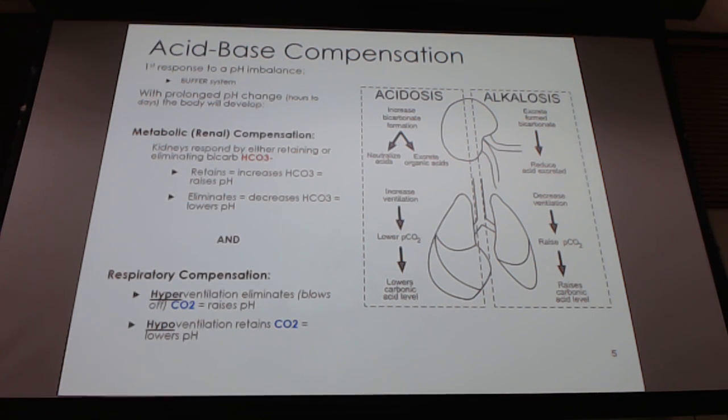So this is the process. It's a little bit slower. The kidneys will respond by either retaining more bicarb. So if you're acidic, it'll start holding on to bicarb, or it will increase elimination of it. Here, we'll hyperventilate to try to blow off that CO2, or we'll slow down our breathing to try to retain that CO2 in the body.